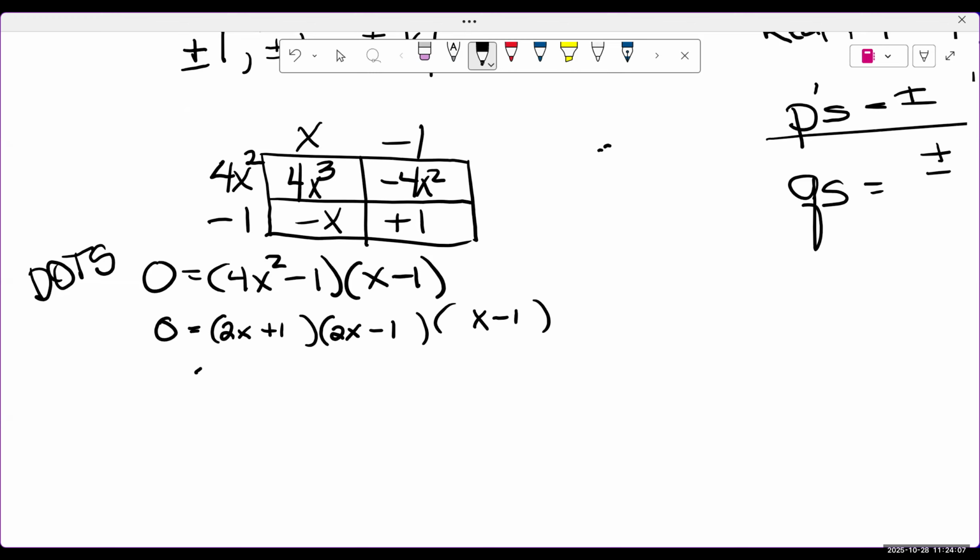So our zeros, let's set each one equal to 0. Subtract 1, divide by 2. Add 1, divide by 2. And add 1 to both sides.